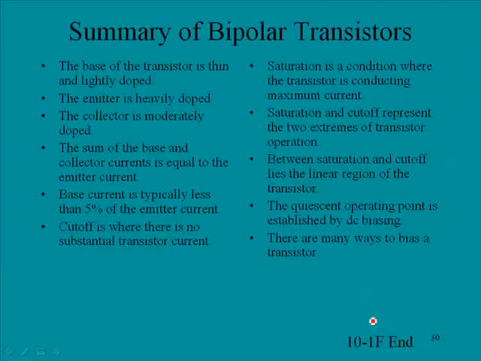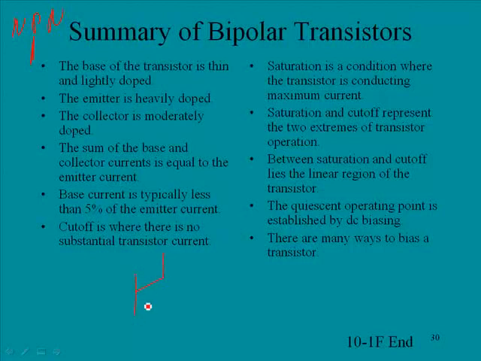Okay, summary of bipolar transistors. The base of the transistor is thin and lightly doped. We talked about this many times: if this is an NPN, the base would be the P material, very thin and lightly doped. The emitter is heavily doped. The collector is moderately doped. The sum of the base and collector currents is equal to the emitter current, and we looked at that.